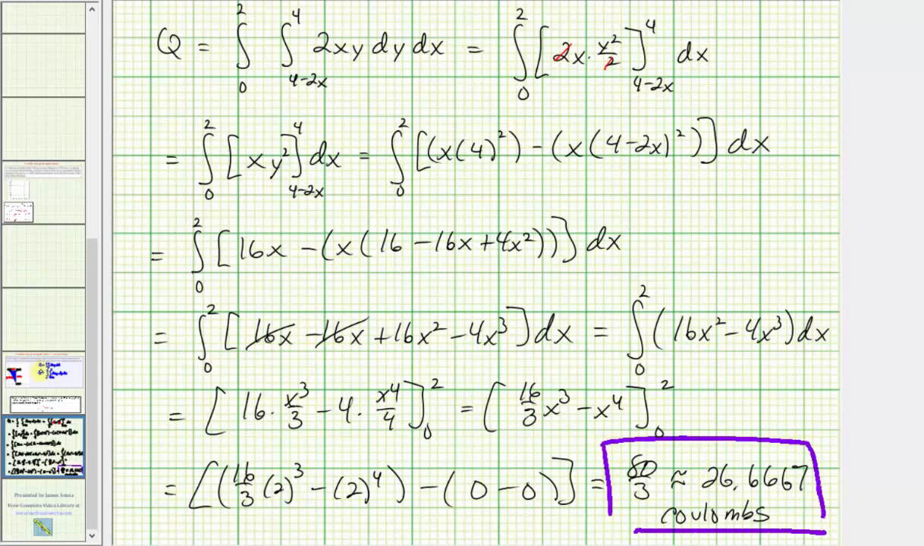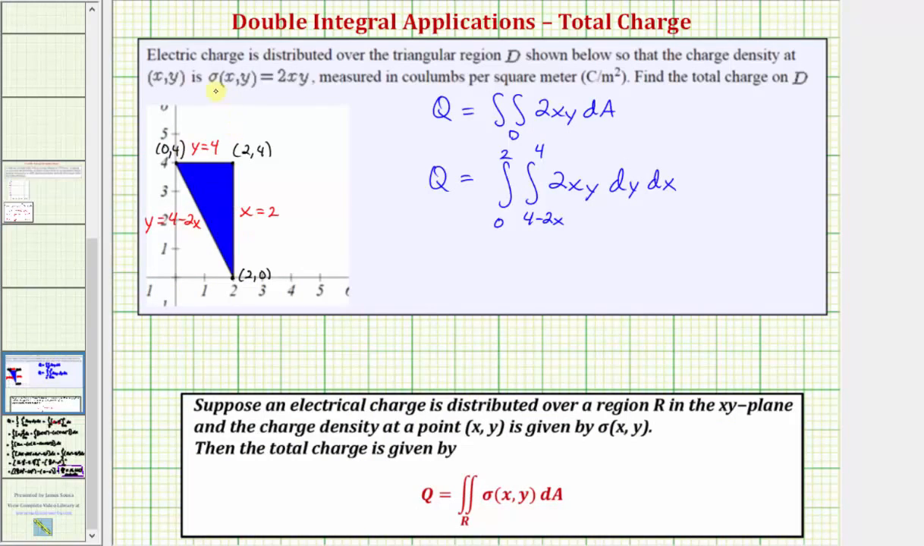So again, this would be the total charge over this region, given the density function sigma of x, y equals 2xy. I hope you found this helpful.